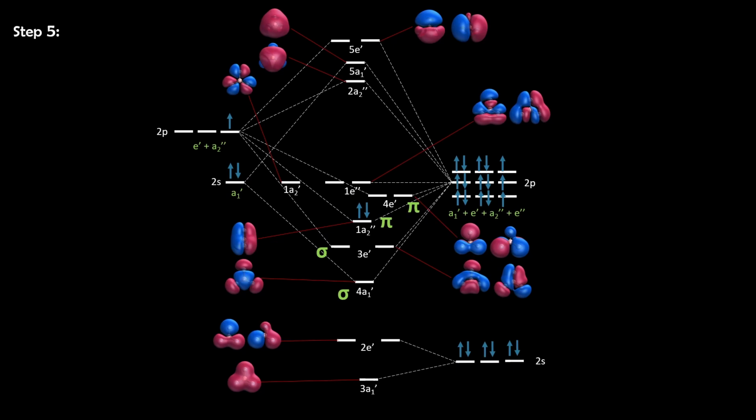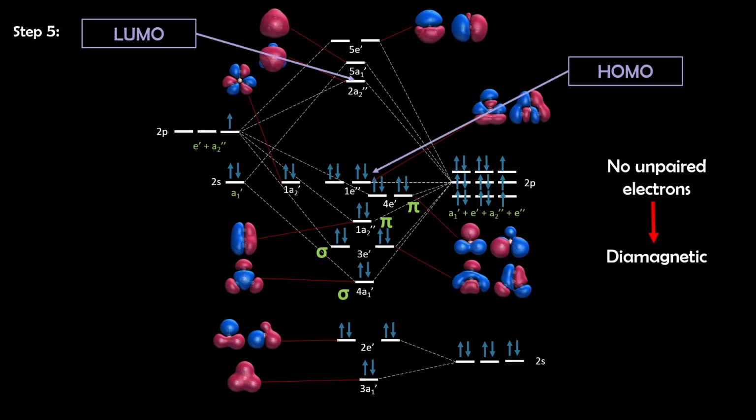Now fill the electrons. BF3 has 24 valence electrons. 6 of these electrons are used in the BF sigma bonds. The remaining electrons are mostly fluorine lone pair electrons. All the electrons are paired, so BF3 is diamagnetic, and because we have 4 bonding orbitals occupied and 0 anti-bonding orbitals, we have a bond order of 4, or per bond, this is 4/3, so we have a bond order of 1.33, which indicates a strong single bond.